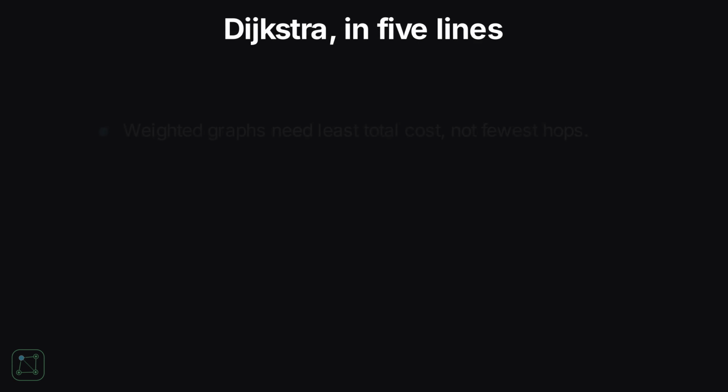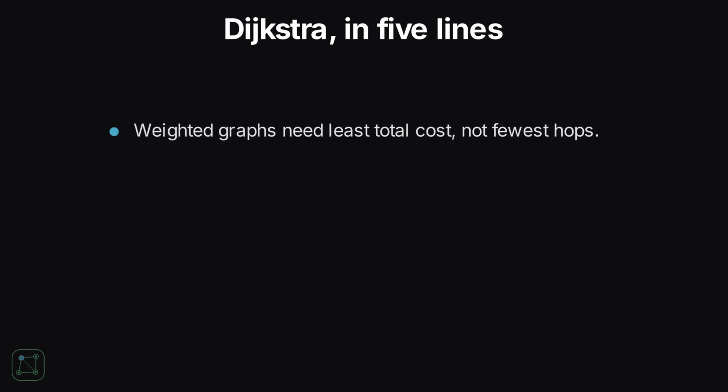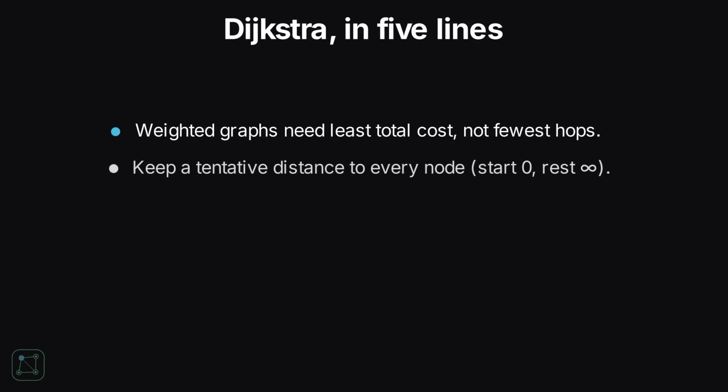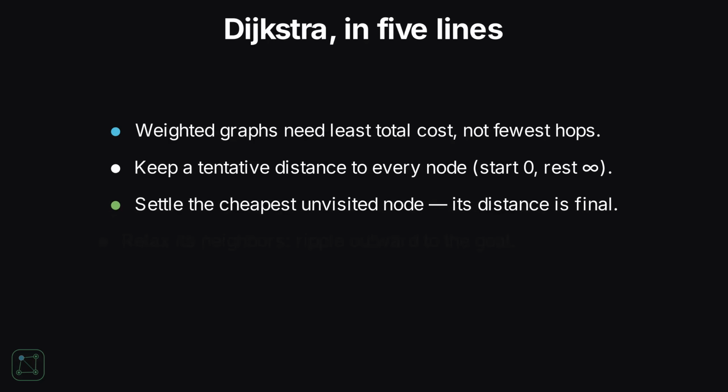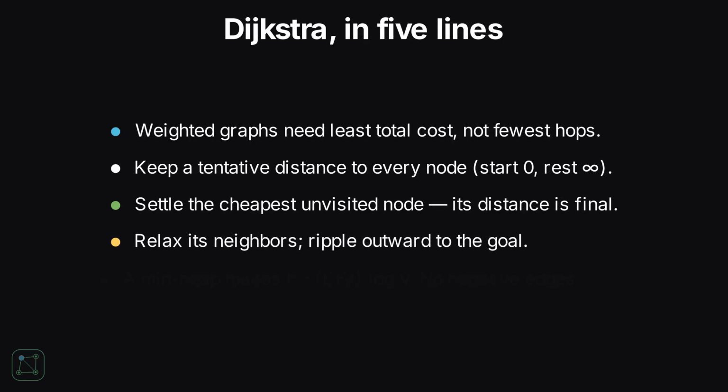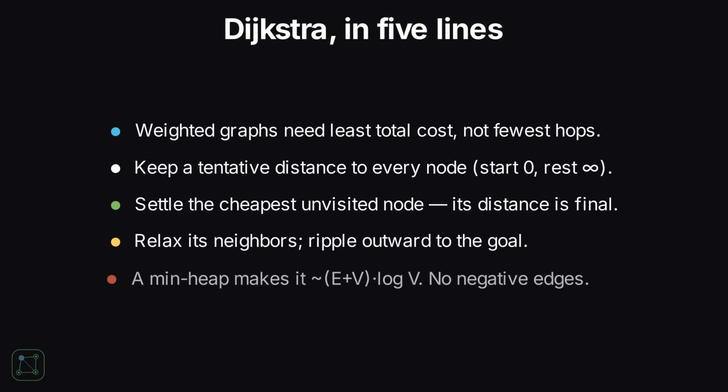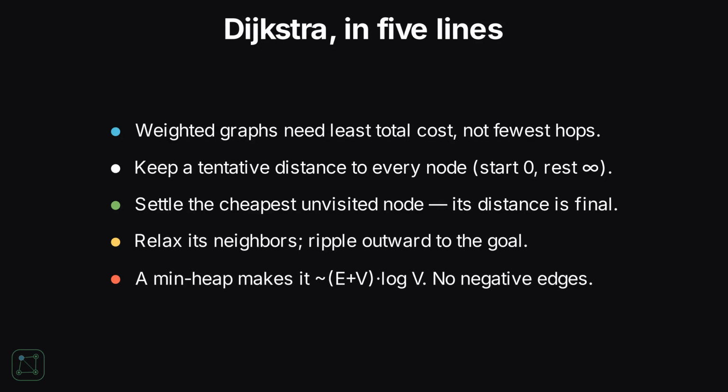Recap. Weighted graphs need least total cost, not fewest hops. Dijkstra keeps a tentative distance to every node, repeatedly settles the cheapest unvisited one, and relaxes its neighbors, rippling outward until the goal is reached. A min heap makes it fast. About E plus V, log V, no negative edges allowed.